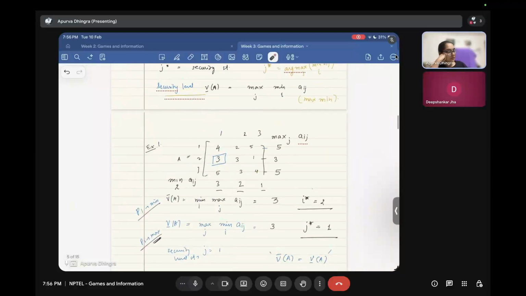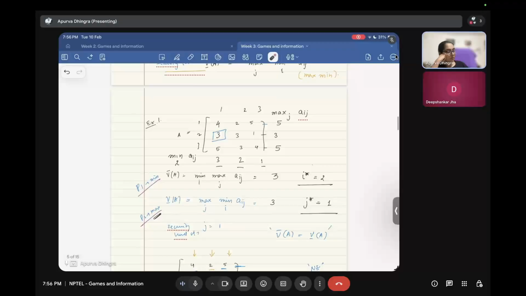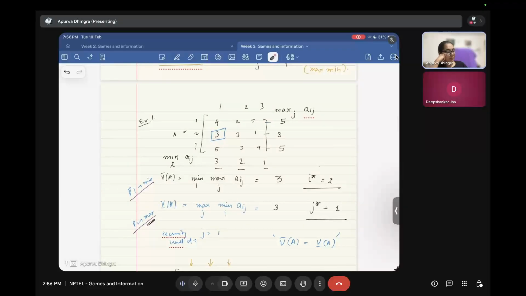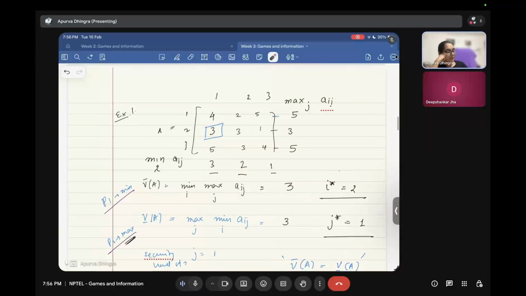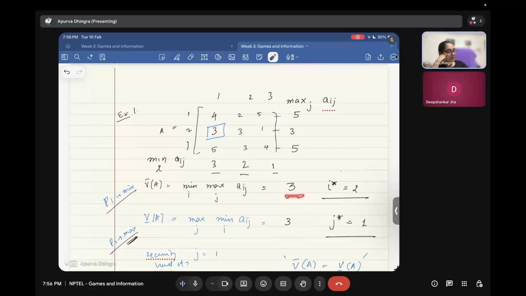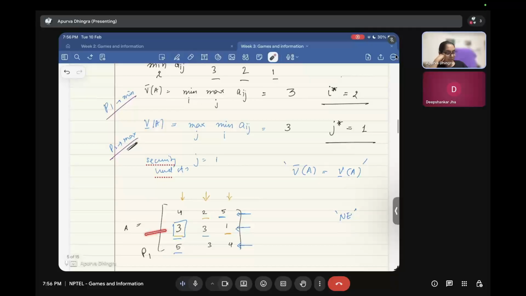Then we took a few examples. This was a very elegant example in the sense that we found that the security levels of both of them actually coincided, and the security strategies ended up being a Nash equilibrium, meaning it was also a stable point.